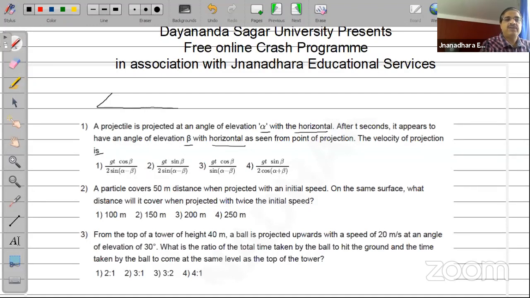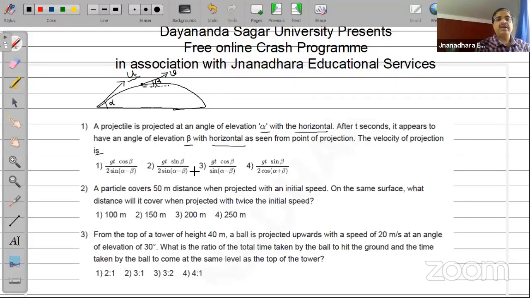I have projected with a velocity u at an angle alpha. Then it actually has a projectile motion like this. Now at some point here, it will have velocity v, and it is known that this is making an angle beta. Now I have to find out the velocity of projection u. That is my major concern. I have to write that in terms of alpha and beta.